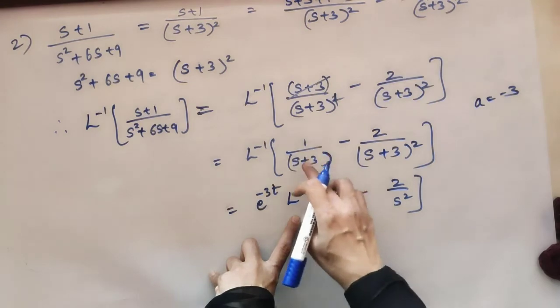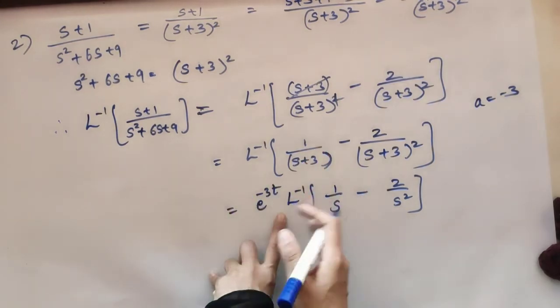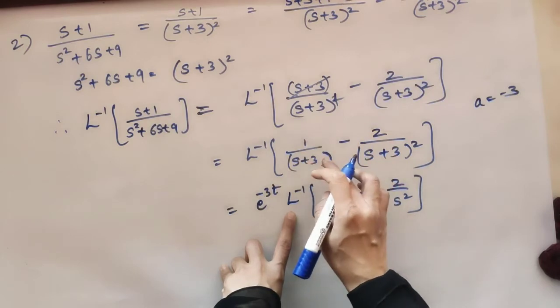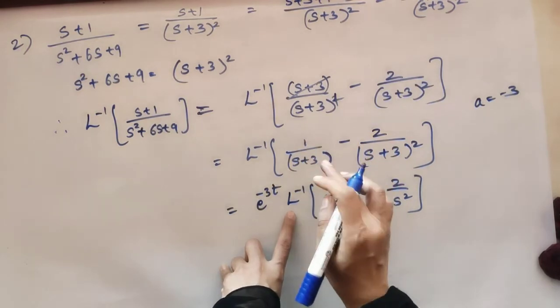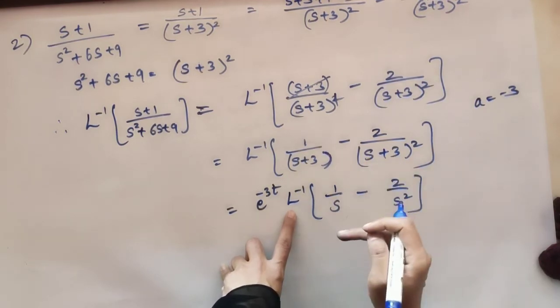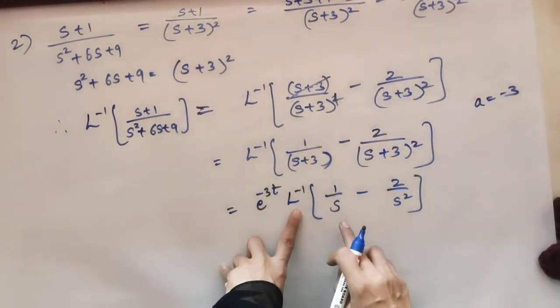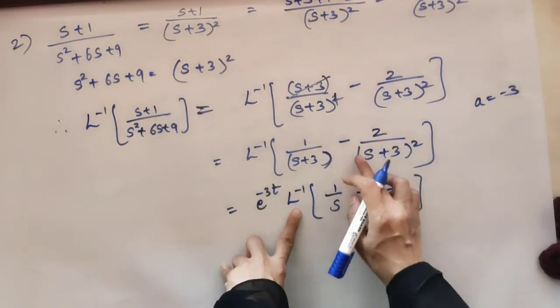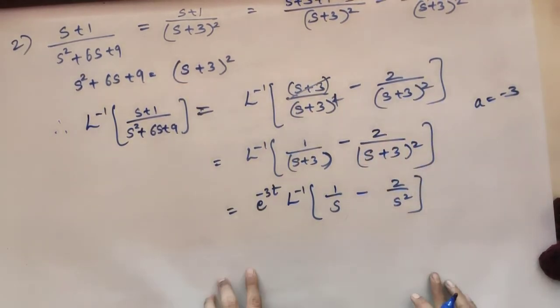Now once you have written that e to the power minus 3t, that part is done. So you have to eliminate that 3 along with s. Whatever we have as s plus 3, you eliminate that s plus 3 there and simply write s. So you will get L inverse of 1 divided by s minus 2 divided by s square. That is, you are simply replacing s plus 3 by s, nothing else.